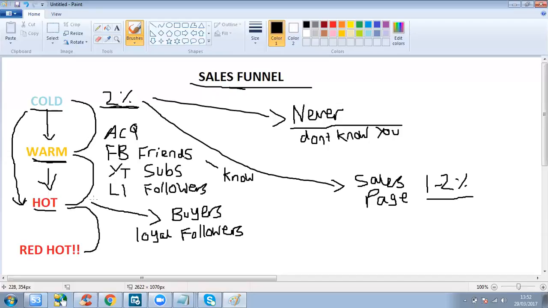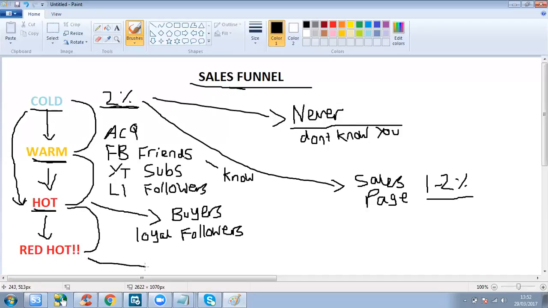These are the people who are liking and commenting on all your Facebook posts. These are the people who've told you that they're interested in joining you. So these are your loyal followers, and these are going to be your hot prospects. Hot prospects. And the last level, which is the top level, is red hot.